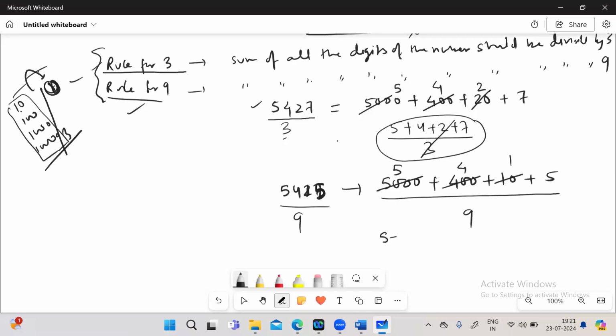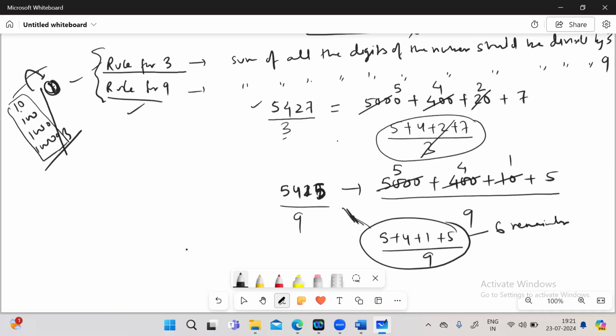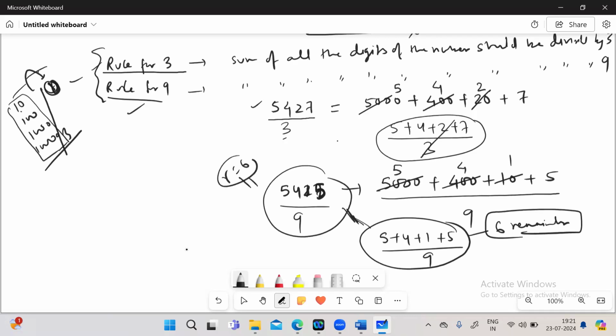So if 5 plus 4 plus 1 plus 5 is divisible by 9, then the number is divisible. And since this is not divisible by 9, and you will have remainder 6, that means through this division, you will also get the remainder 6.